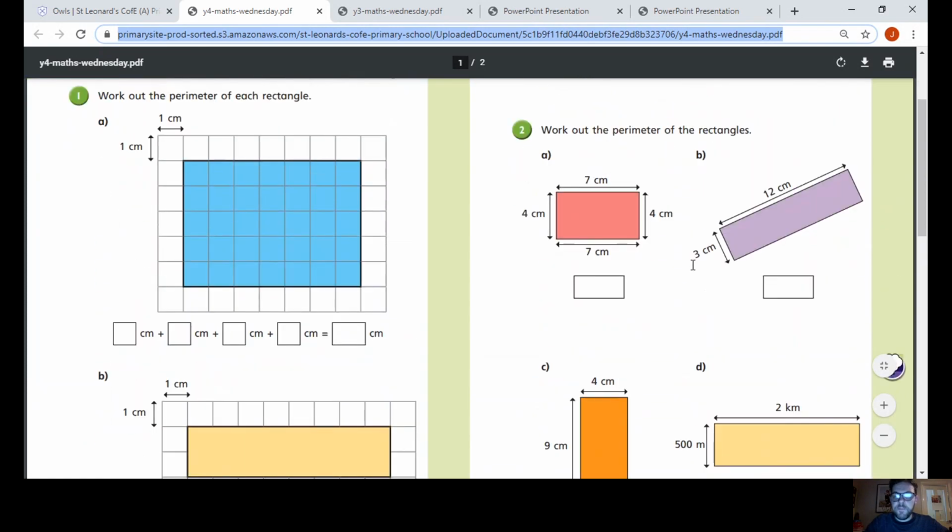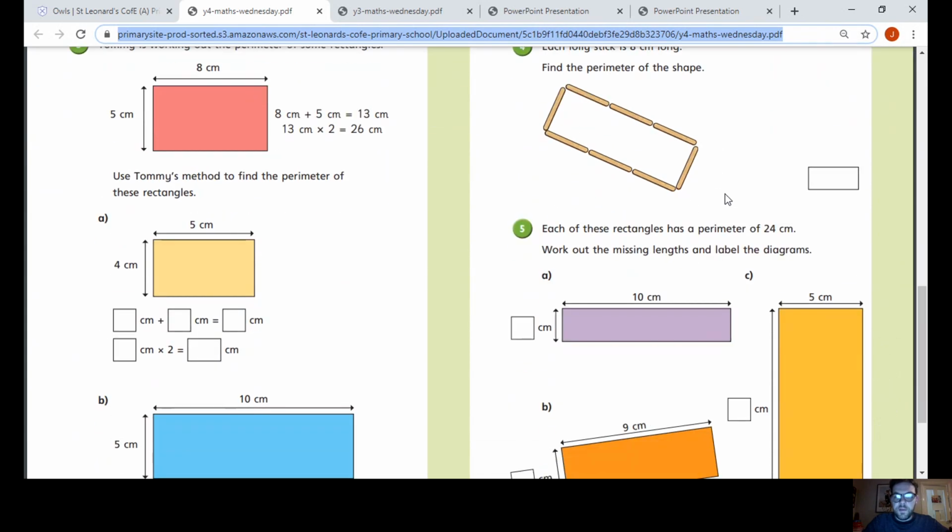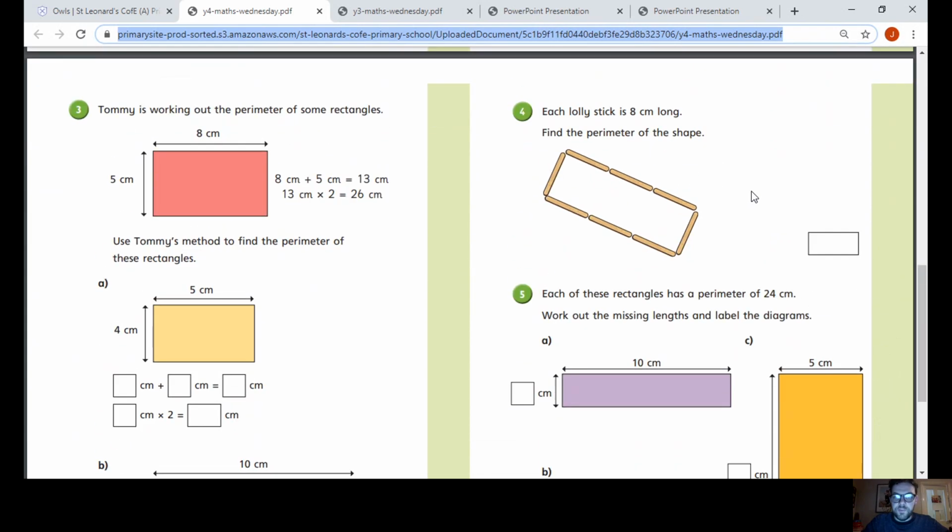Question 2. Again, some of them will label each side for us, so it's nice and easy. You've just got to add it up. And this is where we use our knowledge of rectangles again to work out what each side is and then add them all together. Remember to use your written methods if you get a little stuck. And then down onto the reasoning questions.